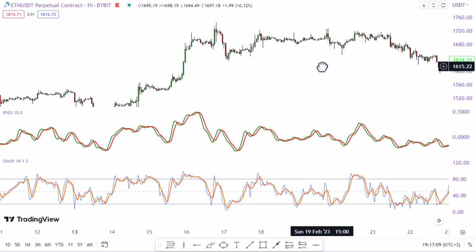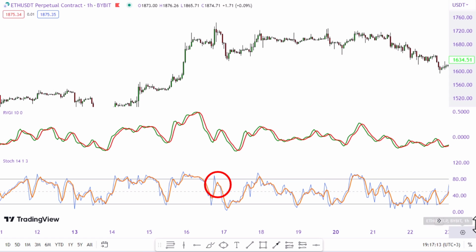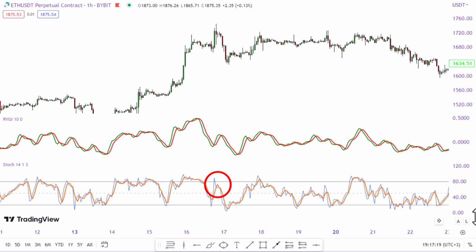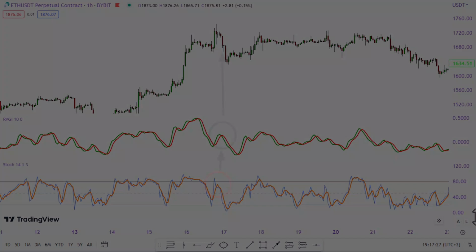And here are the selling rules. First, a sell signal is generated when the %K line of the stochastic crosses below the %D line. Second, the stochastic is below 50 after moving lower from the overbought zone. And lastly, the RVI line is below the signal line. This should be simple enough.